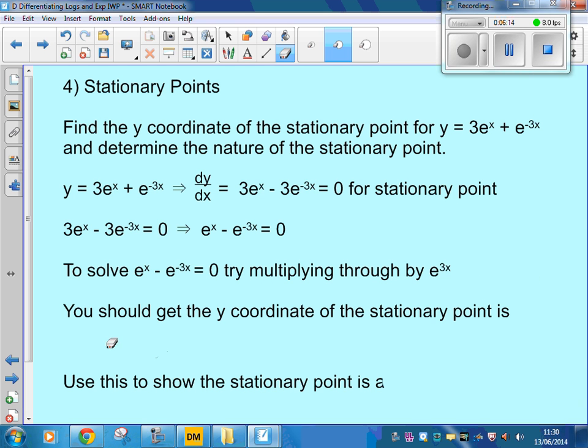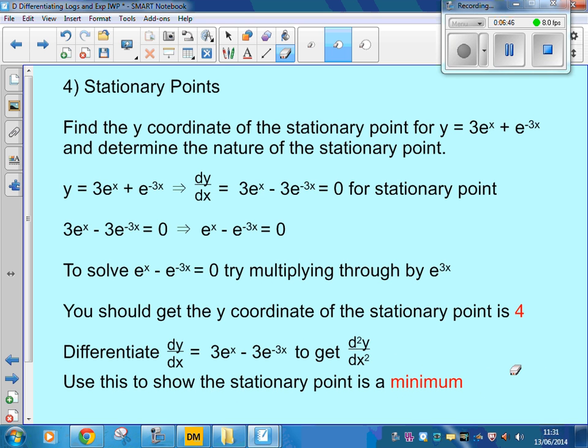I'm not going to do that bit for you. Okay, you should get the y coordinate of the stationary point becomes 4. I'm not telling you what the x coordinate is. And then go back to the dy over dx equals 3e to the x minus 3e to the minus 3x, and then differentiate it again to get d2y over dx squared, and then all you need to do is slot in the x value, not the y value, the x value of the stationary point into that, and you should see that it's a minimum. Okay, again, I'm not going to do that bit for you.